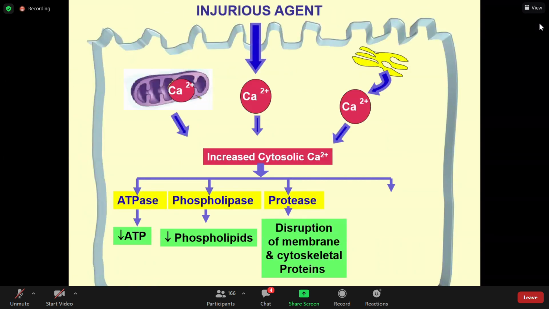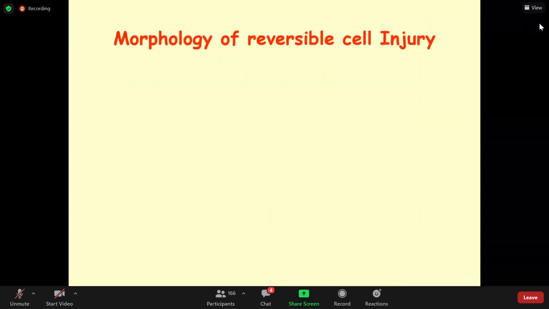We will do that now. Arrived at the morphology of reversible cell injury from last week.